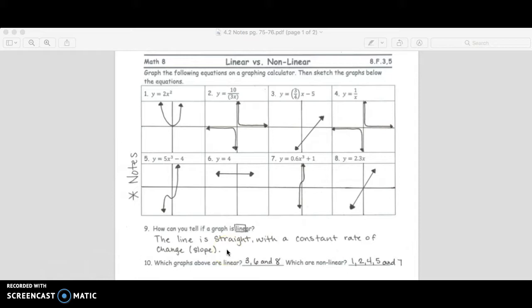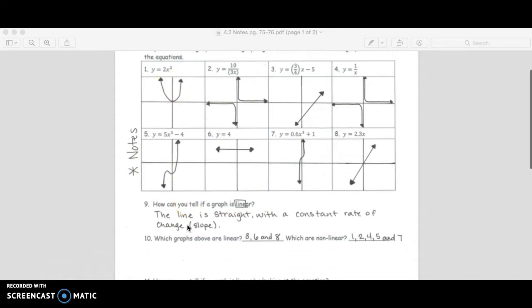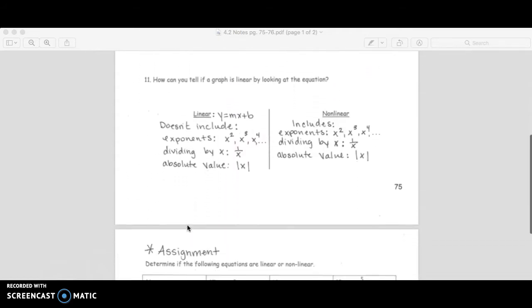And number 10 says which graphs above are linear. So we can look and we have graph 3, graph 6, and graph 8 are linear. Graphs 1, 2, 4, 5, 7, they are nonlinear. So they have a curve of some sort. You can see that.